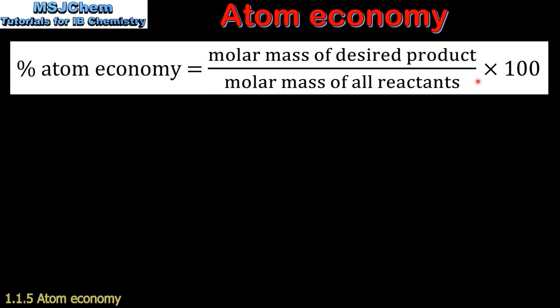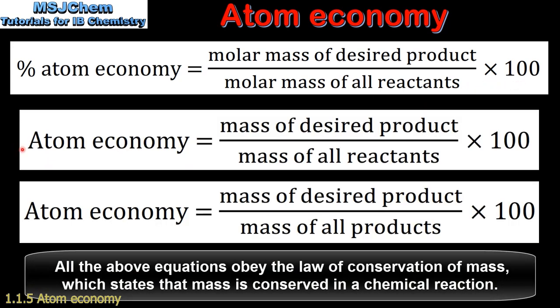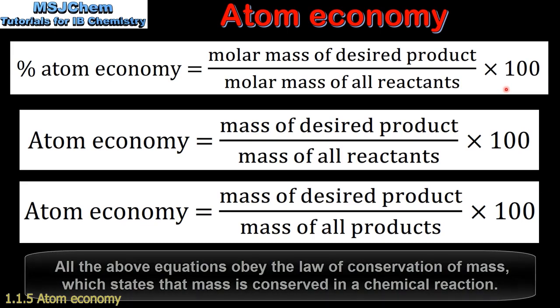reactants multiplied by 100. There are other versions of the equation, and they are atom economy equals mass of desired product divided by mass of all reactants multiplied by 100, and mass of desired product divided by mass of all products multiplied by 100. To calculate the atom economy for a reaction, either one of these equations can be used. In this video, I'll be using the top equation because this one appears in the IB data booklet.